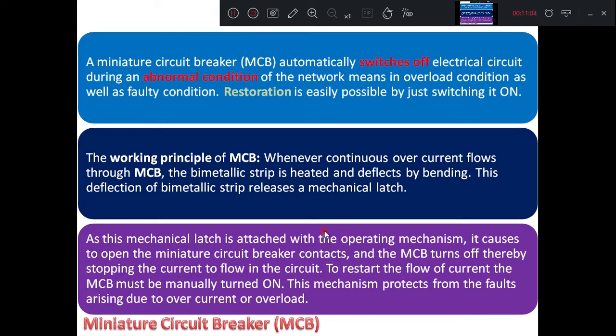That is, there is a mechanism. It consists of the bimetallic strip, as well as a mechanical mechanism with the movable contact. Because of these three combined, there is an opening of the circuit breaker under the overload condition. At the same time, the normal condition can be brought back just by switching on the circuit breaker.